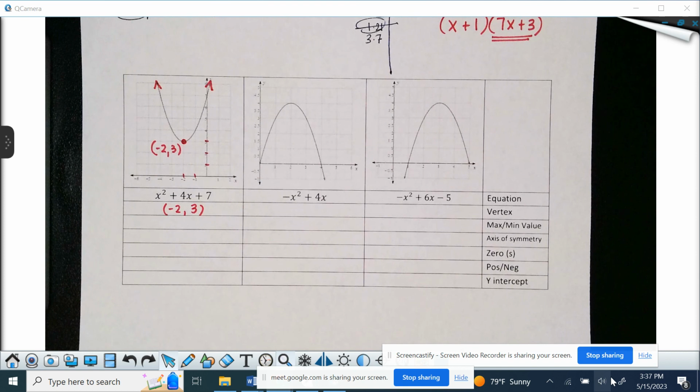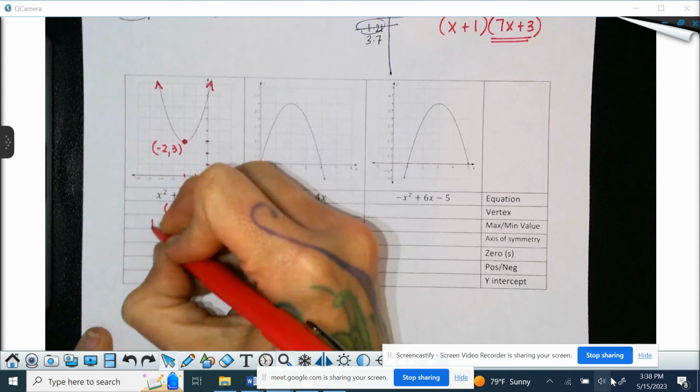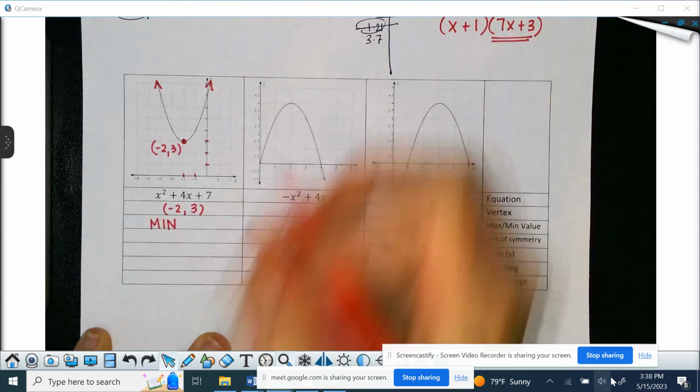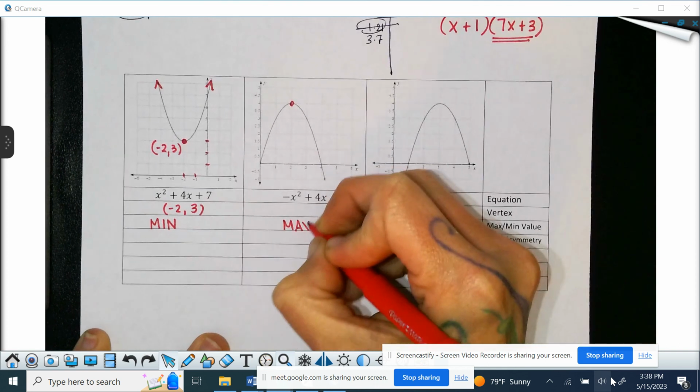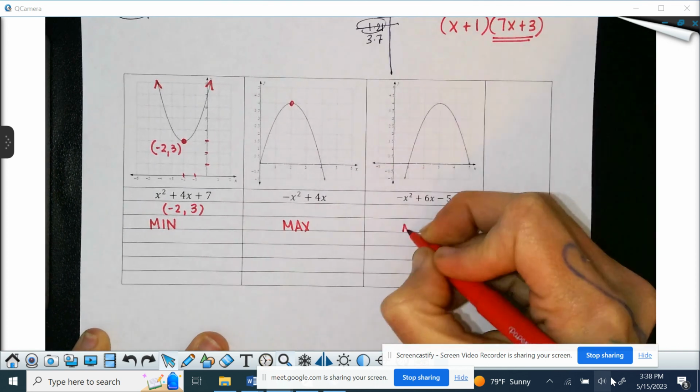Okay. Is that a smiley face or a sad face parabola? Smiley, right? He's happy, smiling. If you're smiling, do you have maximum problems or minimum problems? Minimum problems. So smiley face has min problems. Sad face has max problems. Sad face, max problems. Okay?